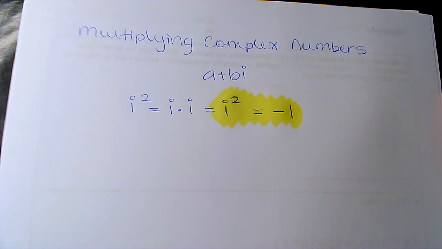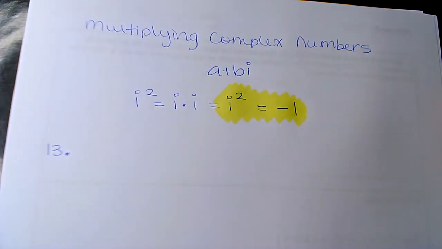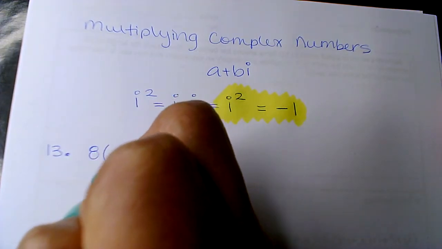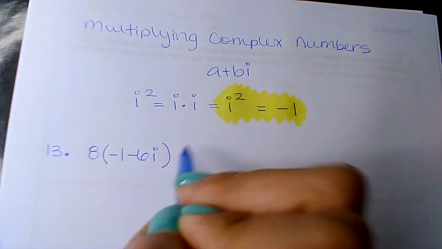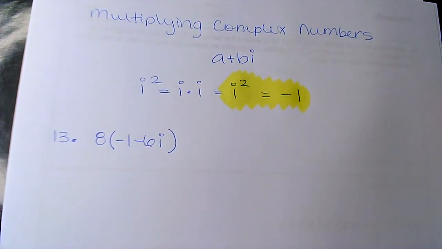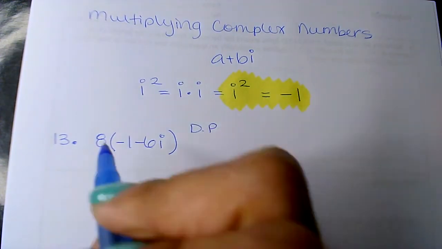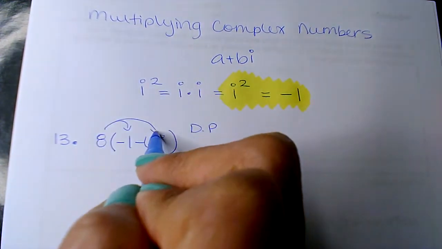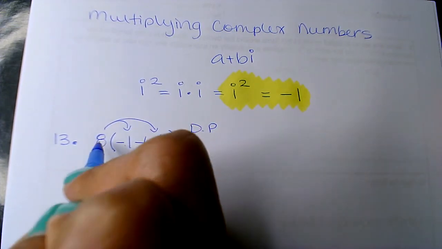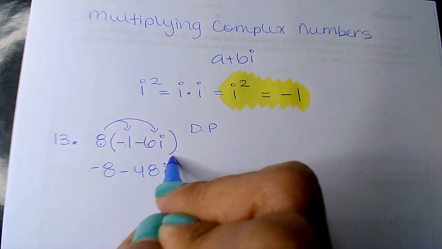Okay, if I look at 13, this isn't going to have the i squared though yet. So look, I have 8 times the quantity negative 1 minus 6i. I was walking around, and some of you moved on because you understood this is just a straight distributive property where you would just multiply. So 8 times negative 1 is negative 8. 8 times negative 6i is negative 48i, and that is it.